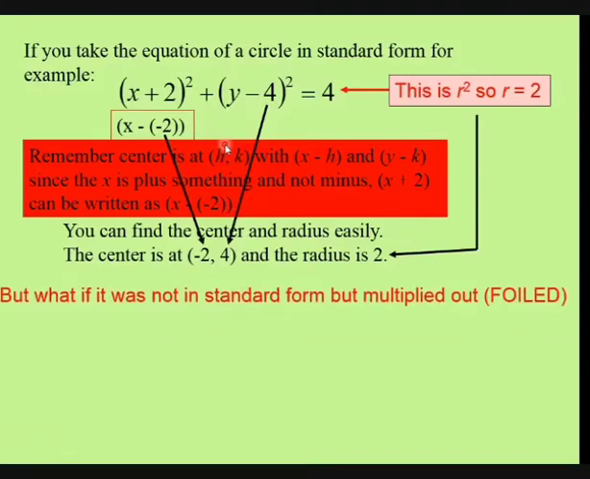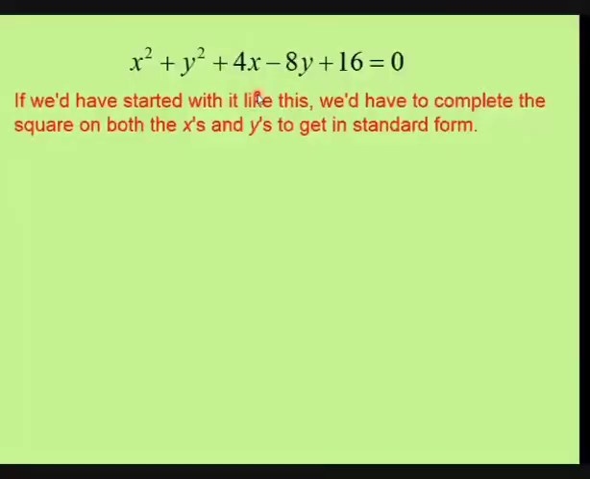But what if it was not in standard form but multiplied out? Say, for example, if you are given an equation like this, it's not yet in the standard form, so all we need to do is to solve for it algebraically. We are going to manipulate the equation in such a way that we rewrite it into the standard form like this. Okay? Let's start. We have x squared plus y squared plus 4x minus 8y plus 16 equals 0. If we have started with it like this, we'd have to complete the square on both x's and y's to get into the standard form.